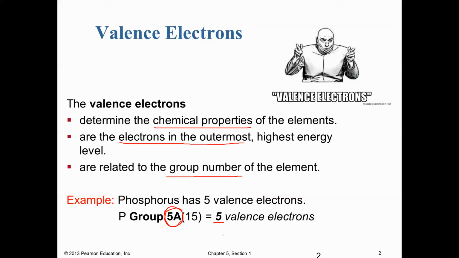The B groups, don't worry about those for now. They're much more complex, and so don't worry about the number of valence electrons for those. We're going to focus on the A groups.